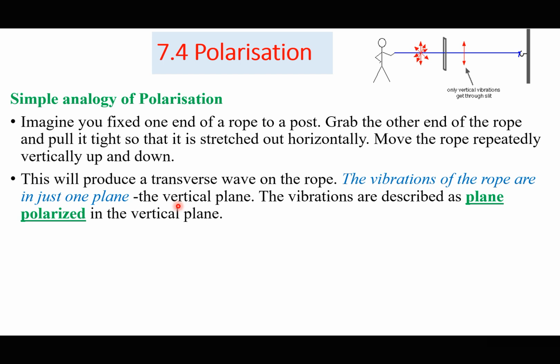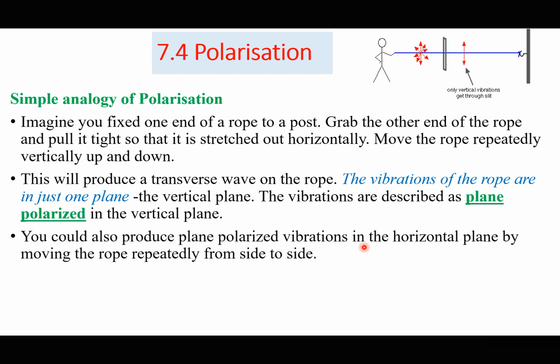So polarization involves ensuring that the vibrations are in one plane. You move the rope up and down, causing the vibrations to be up and down in the vertical plane. That means we shall have vibrations in just one plane, and these vibrations are going to be described as being plane polarized in the vertical plane. You could also produce plane polarized vibrations in the horizontal plane by moving the rope repeatedly from side to side. So you would cause vibrations in the horizontal plane, and we would describe the vibrations as being plane polarized in the horizontal plane.